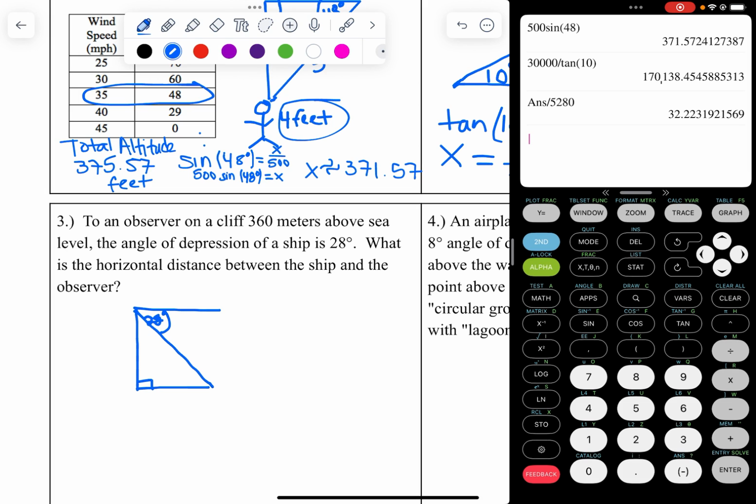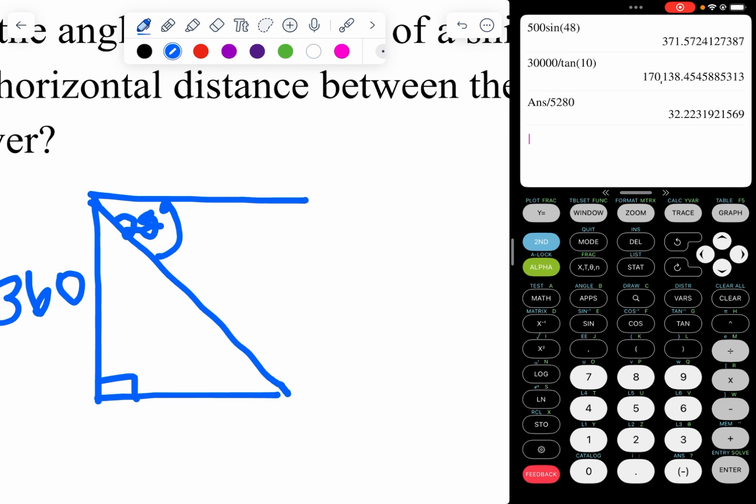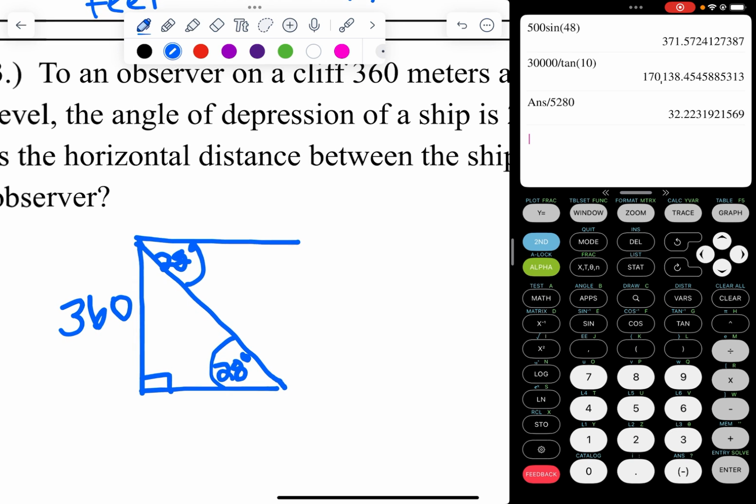It's always got to be to the horizontal line. So it's never going to be this angle in here. It's got to be this one up here with the horizontal line. And so we're looking for the horizontal distance between the ship and the observer. The observer is 360 meters above sea level. We can use alternate interior angles to know that this one is also going to be 28 degrees. And we're looking for this distance here.